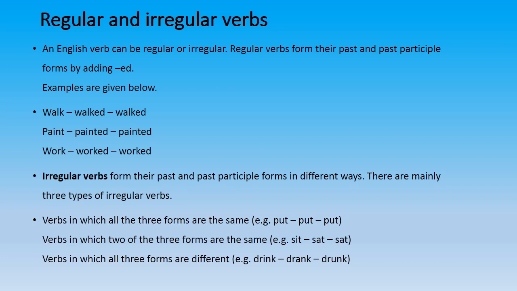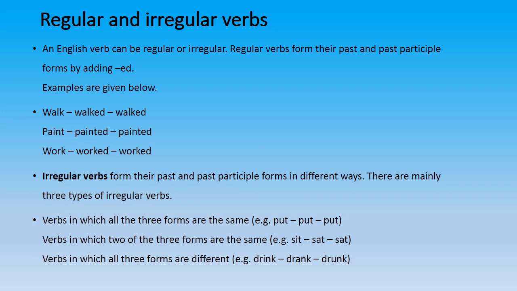And what are irregular verbs? They form their past and past participle forms in different ways. There are mainly three types of irregular verbs. The first type is, for example, put. Here you can see that they have all three forms the same. So the verbs which have all three forms the same fall under the first category.